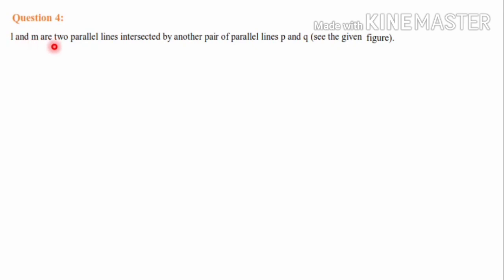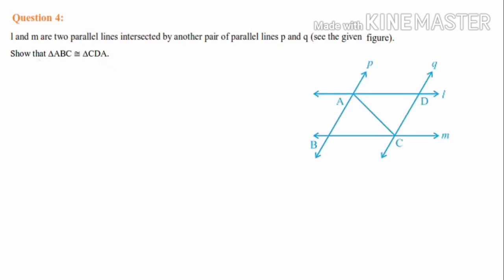Hope it is clear. Next, we shall discuss question number 4. The question is, L and M are two parallel lines intersected by another pair of parallel lines P and Q. It is shown in the figure. Show that triangle ABC is congruent to triangle CDA. Here, there is a diagram.